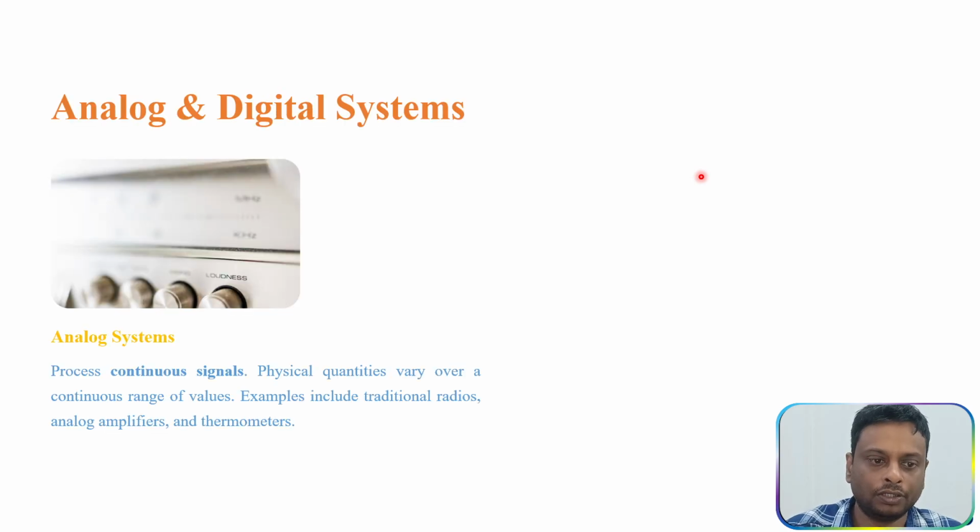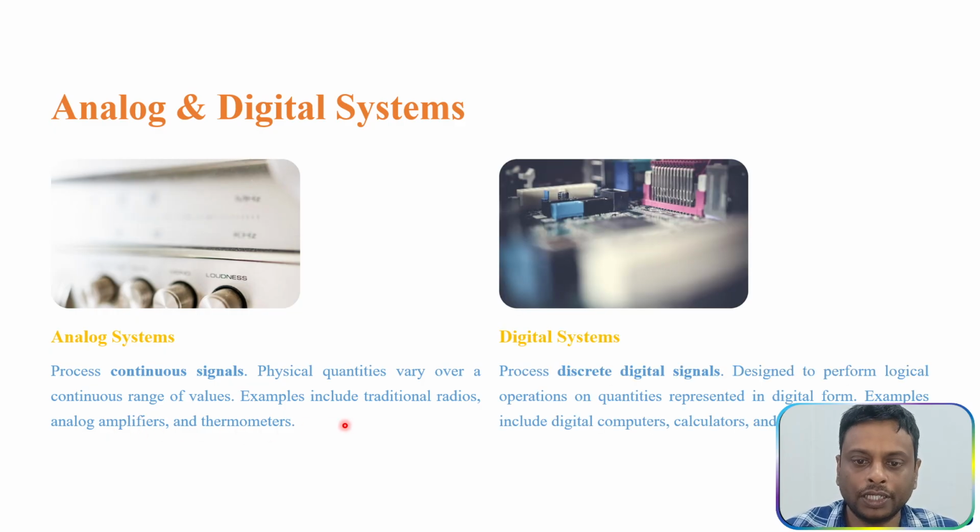Next one, analog systems, as I have told you, process continuous signals. These are the analog signals. They have a physical quantity that varies over a continuous range of time. For example, these are examples of analog systems: traditional radios, analog amplifiers, and thermometers. Next one, digital systems. These process discrete digital signals. It is designed to perform logic operations in digital form. Popularly we have digital computers, calculators, and smartphones. These are examples of digital systems.